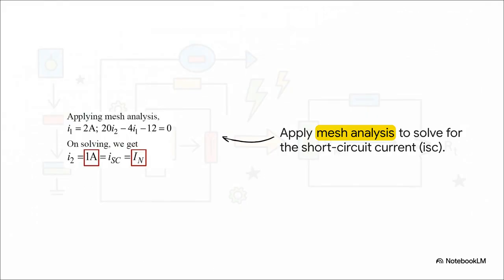Okay, now we just need to solve for that current. We're going to use a classic technique here called mesh analysis. If you look at the first loop, it's pretty simple. The current I1 is just dictated by that 2 amp source, right? So I1 is 2 amps. Now for the second loop, the one with our short circuit, we use Kirchhoff's voltage law, which gives us that equation you see. Since we already know I1 is 2, we just pop that value in, do some quick math, and solve for I2, which is our short circuit current.